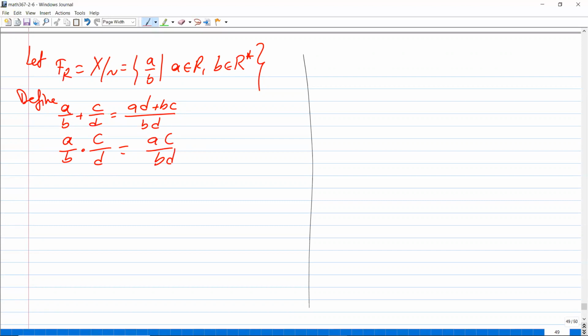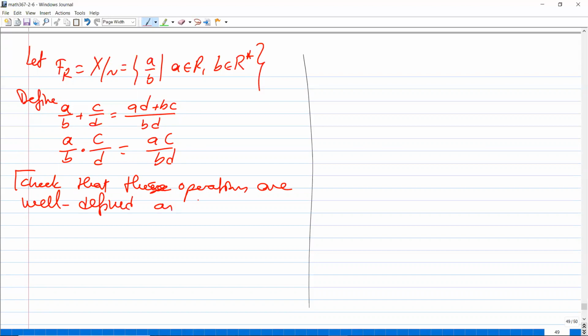So you need to check that these are well defined. These operations depend on representatives, so you check that these operations are well defined. And this F of R is a field with these operations.